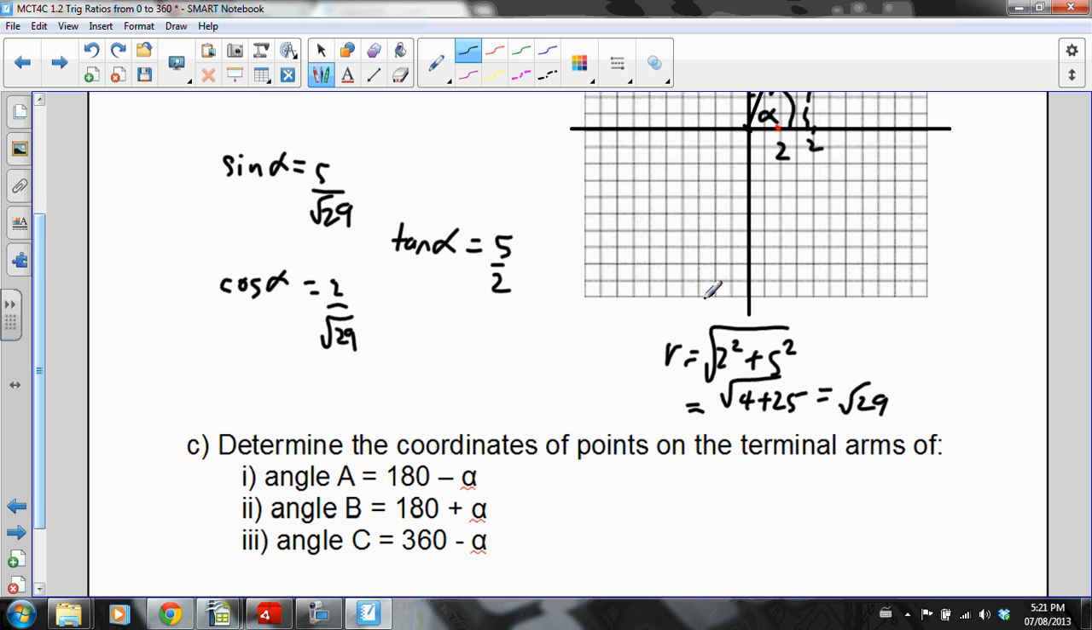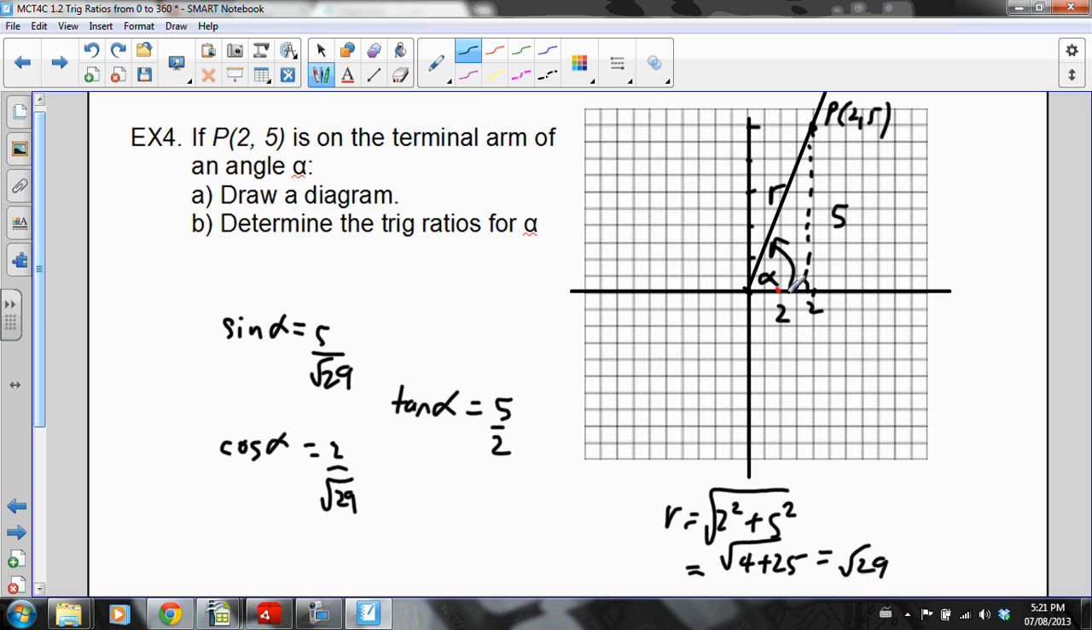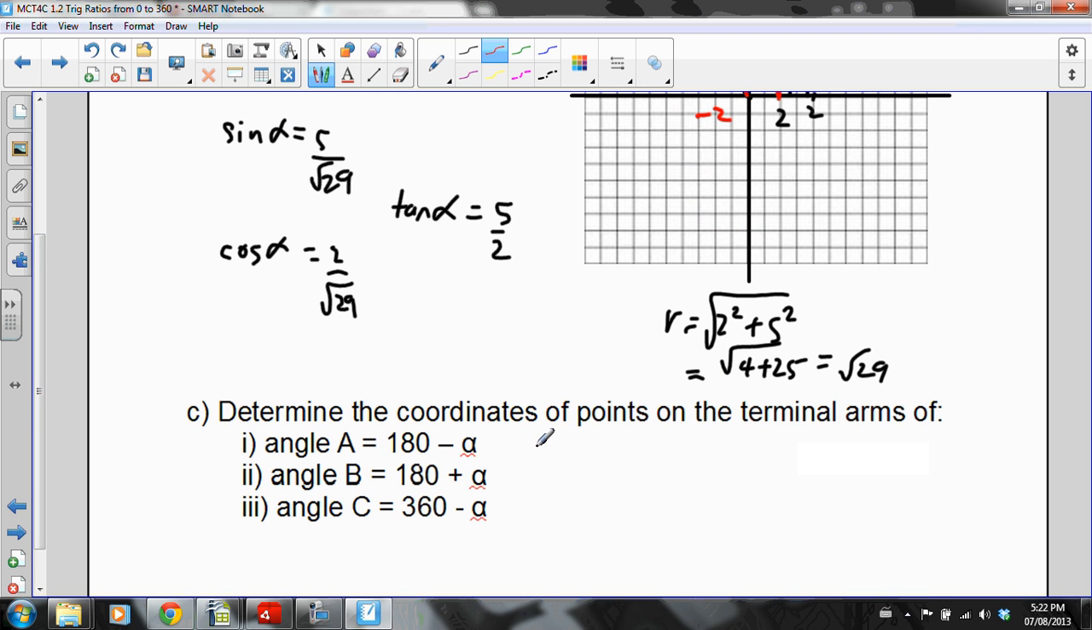Aha! Determine the coordinates of points on the terminal arms. Angle A, that's 180 minus alpha. 180 minus alpha would mean, there's 180, would be here. So 180 minus alpha would be an angle A that's in quadrant 2. Would be here, right? We don't want to mess up our diagram too much, but what would be this point here? The x-coordinate is to the left, negative 2, and then the y-coordinate is the same. X-coordinate is negative, y-coordinate is the same.